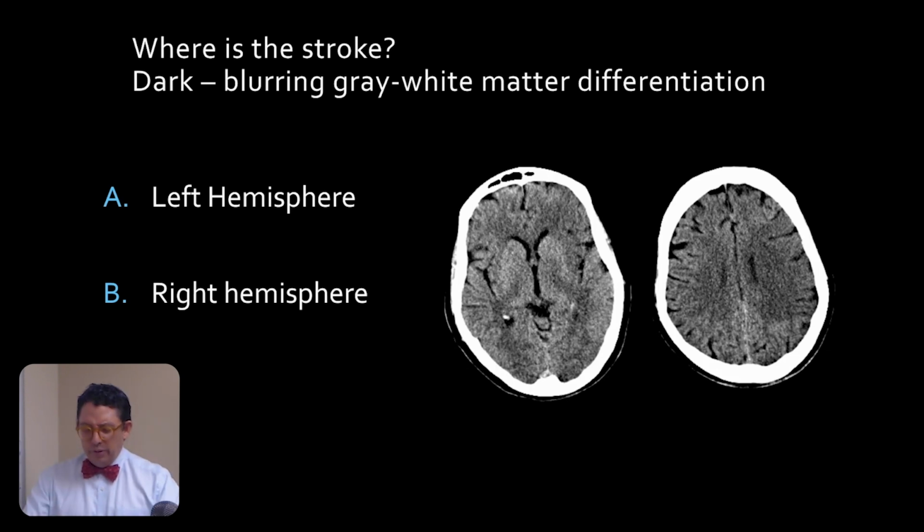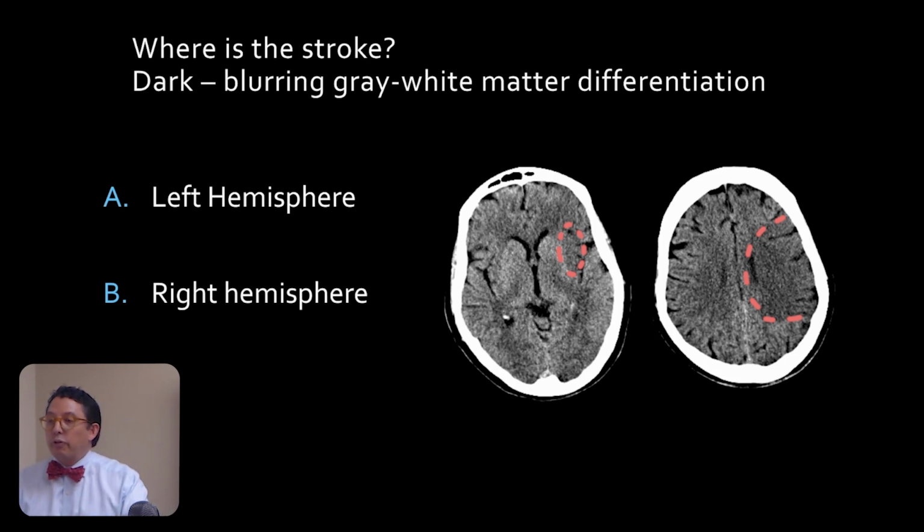Now, walk a little bit back from the screen and see it again to see if you can detect that this region that I'm showing here is slightly darker than the one on the other side, and that you cannot see the gray-white matter differentiation.